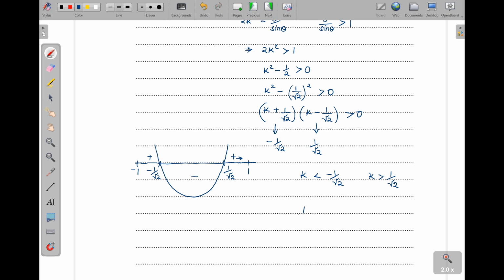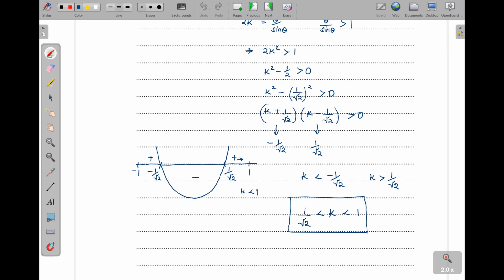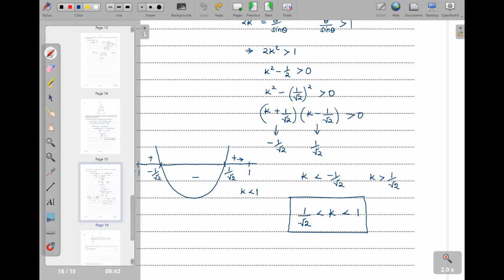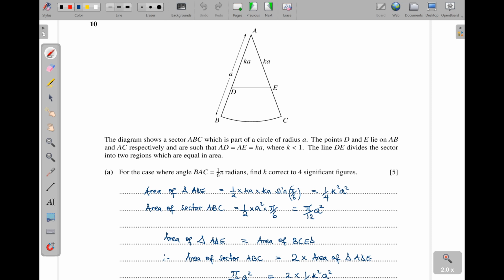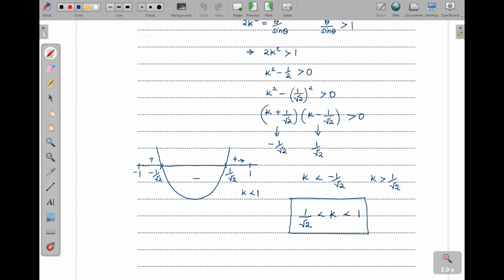So I will write 1 over root of 2, and I'll take this region here: 1 over root of 2 less than k, less than 1. I'm not going to take this one here because k here will be negative. And if k is negative, you check back here, k is a scalar that is multiplying here, and we cannot have negative lengths. You see that? So that's why we are only taking this one here, and then we dismantle this one. So that is that.